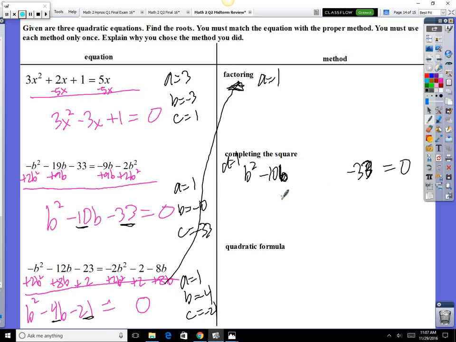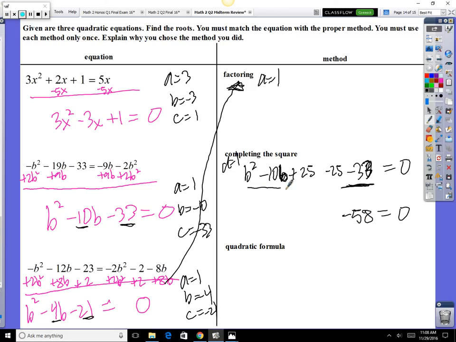So here we go. I don't want a 33. I wanted a 25. So you take the middle, you cut it in half. 10 is 5 plus 5. So 5 times 5, I want a 25. So add a 0. If you add 25, the next second you got to take it away. Now these two play together. Minus 25 and minus 33, and that is a minus 58.